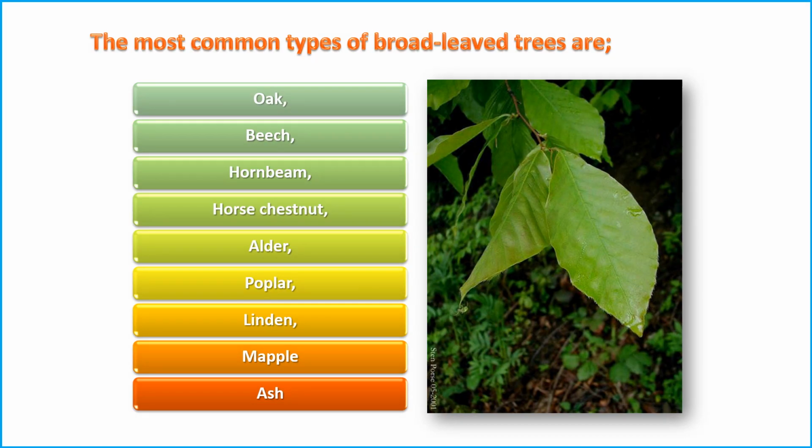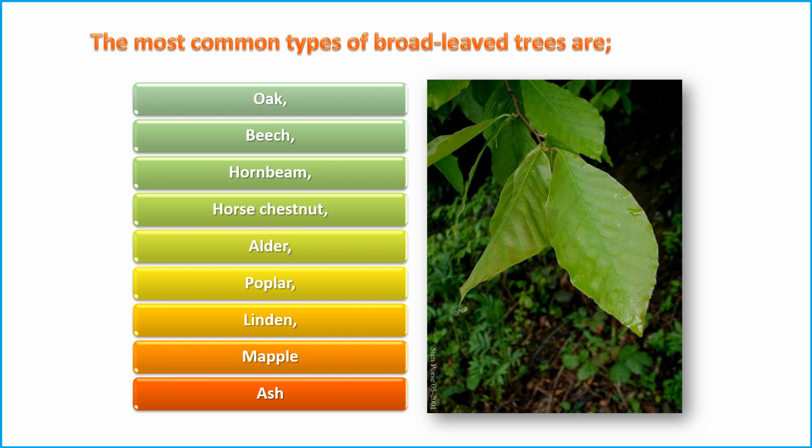The list you provided includes various species of broadleaf trees, each with its unique characteristics. Here's a brief overview of each. 1. Oak, Quercus. Iconic for its sturdy wood and distinctive lobed leaves. Oaks are known for their longevity and provide habitat and food for many species.